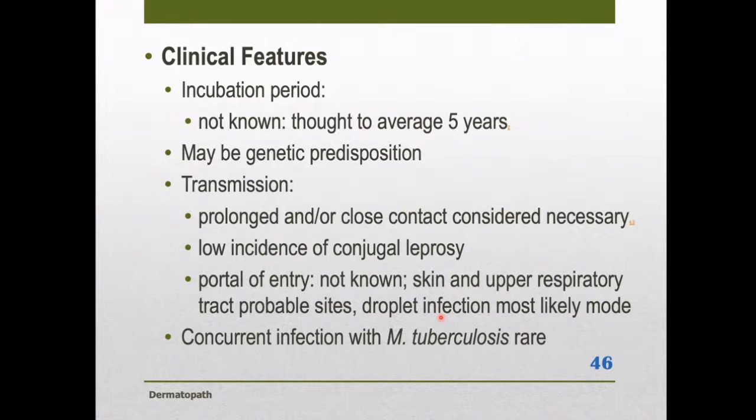So the port of entry is not known. Some think it is skin, others the upper respiratory tract as a probable site, such as transmission through droplets, like other respiratory infections, including coronavirus. But this is not well known. These are just hypotheses. Concurrent infection with Mycobacterium tuberculosis is rare. Both of these bacteria are Mycobacteria. One is tuberculosis, another one is leprae, but it is very rare to see one person infected by both.